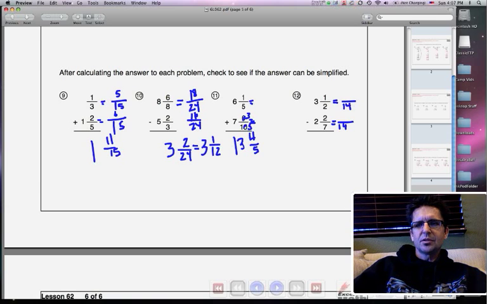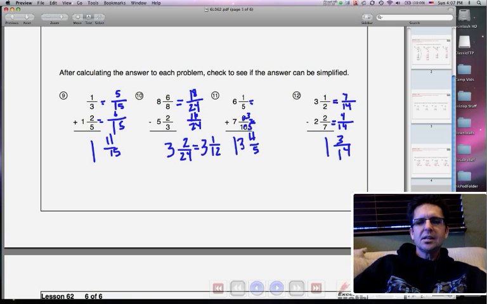So that becomes 14. 1/2 is 7/14. 7 times 2 is 14, so 2 times 2 is 4. 7 minus 4 is 3, 3/14. And 3 minus 2 is 1. So the answer is 1 and 3/14. There's no way to simplify that because I can only divide 3 by 3, and I can't divide 14 by 3.